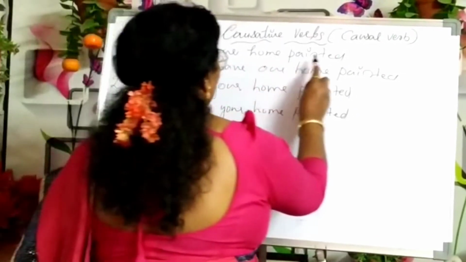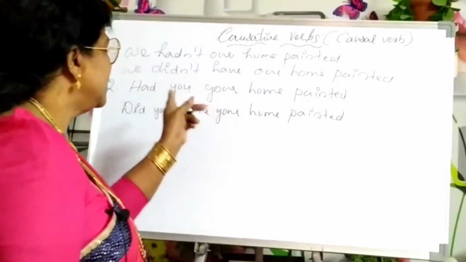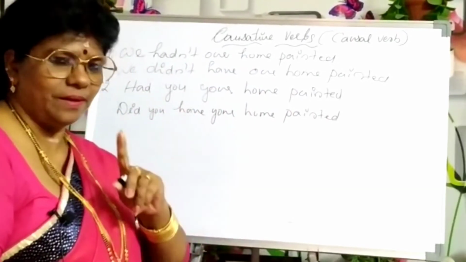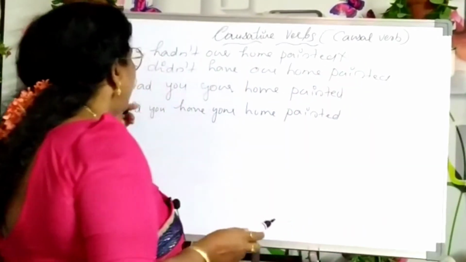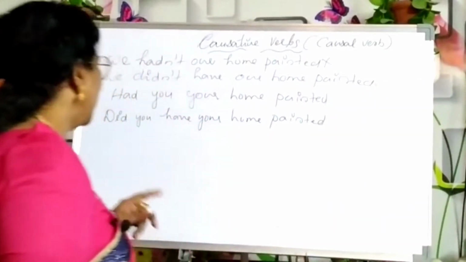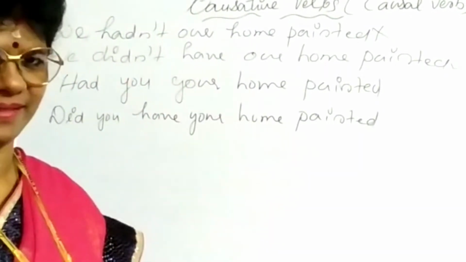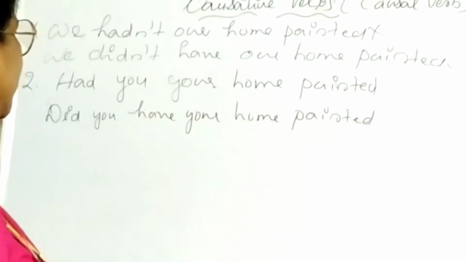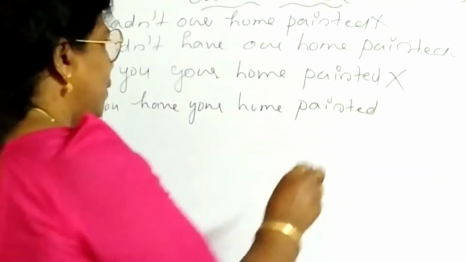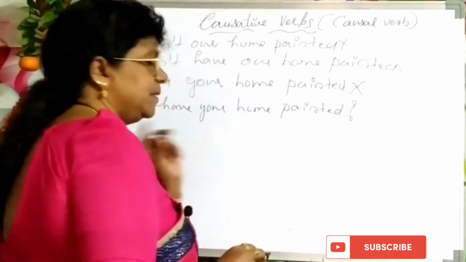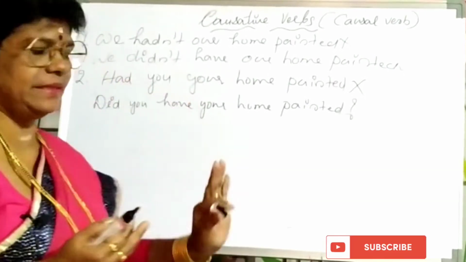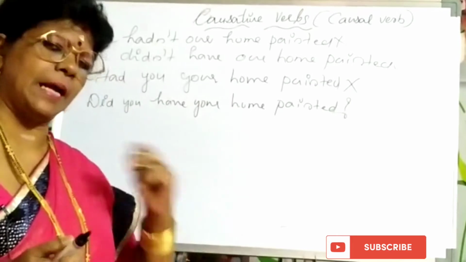Okay, let us check these two sentences. See, we had in our home painted. Is it correct or wrong? Is the sentence we framed according to causative verbs? This is wrong. We didn't have our home painted, and this is correct. Same like that, had you your home painted? This is also wrong. Did you have your home painted? Okay, this is correct. So while checking a sentence, we can apply do or did, and we can check it. Sometimes had also we can check.